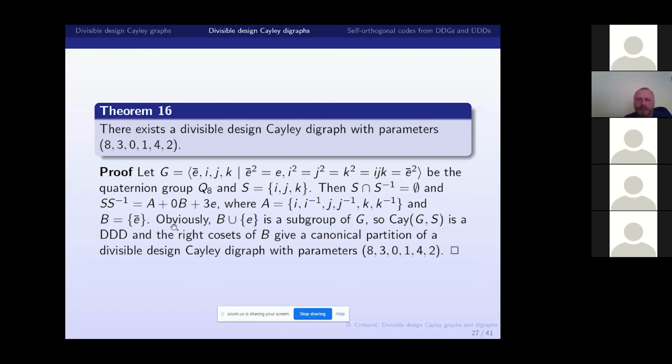So here we can see that this E bar is an involution. So if we take the union of B and the identity element, we get a subgroup of G. So by this theorem, the Cayley graph is a DDG, and the right cosets of B give a canonical partition of the Cayley DDD with these parameters.